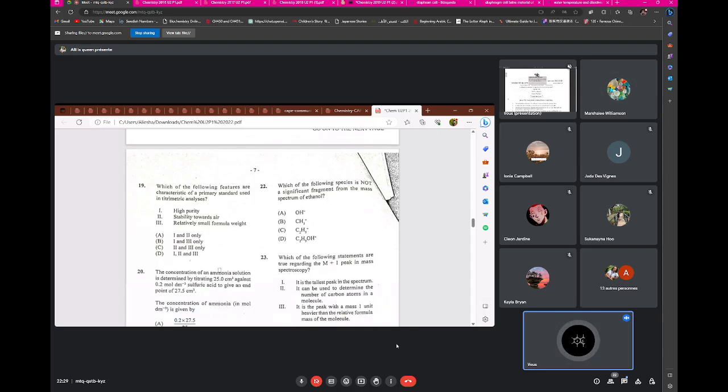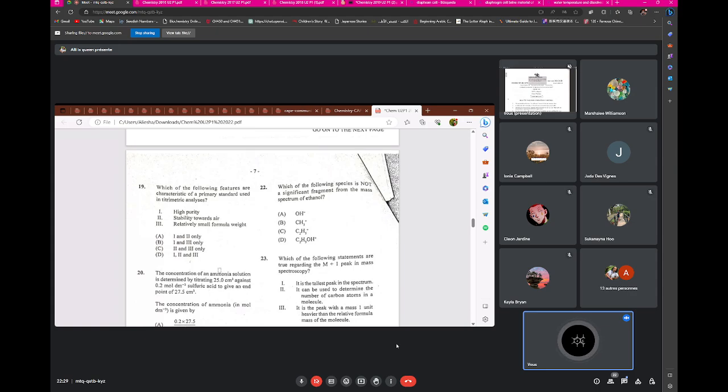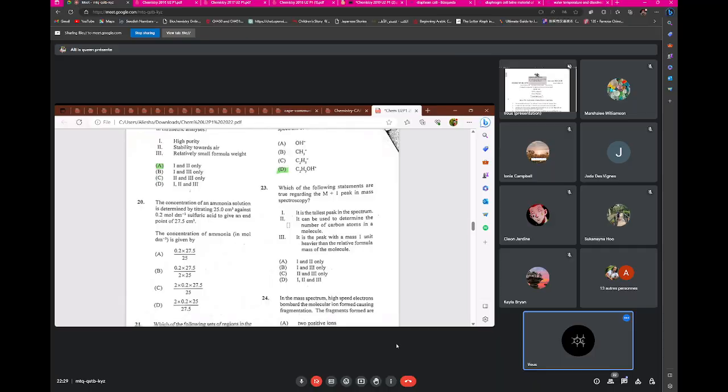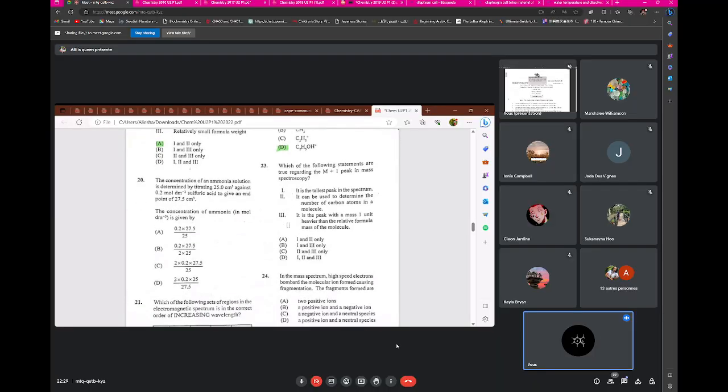Alright, 19. Which of the following features are characteristic of a primary standard used in titrimetric analysis? Has to have high purity, it has to be stable in air, right? Relatively small. Is 3 accounted for? No, 3's out. Okay. So the concentration of ammonia solution is determined. So C would be the answer for that.